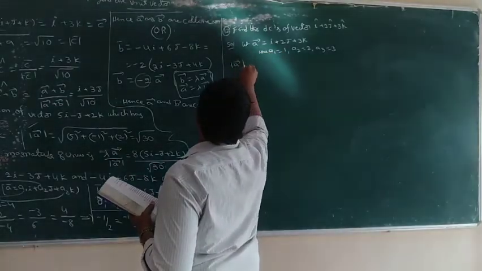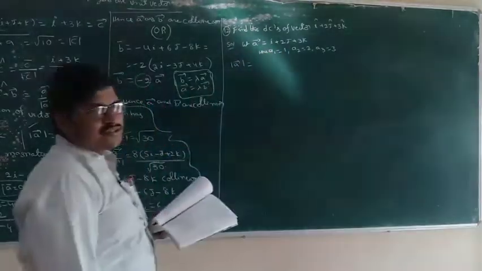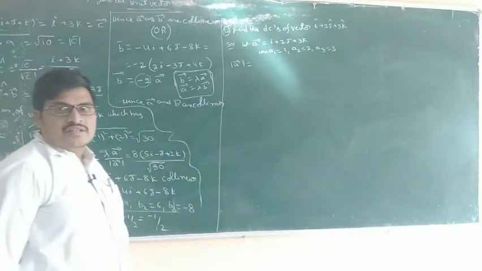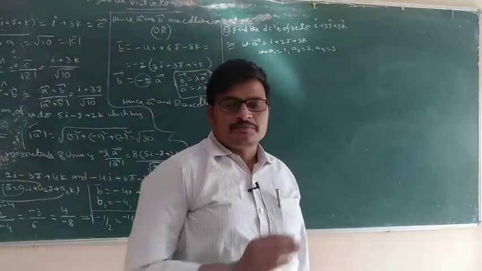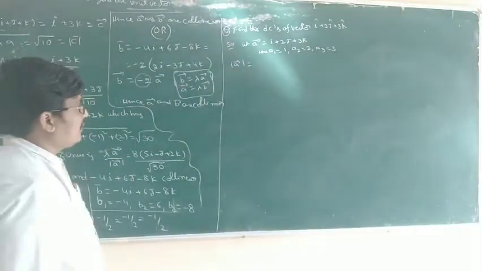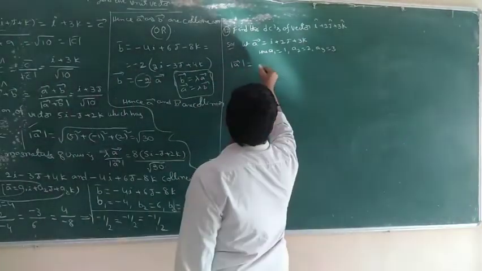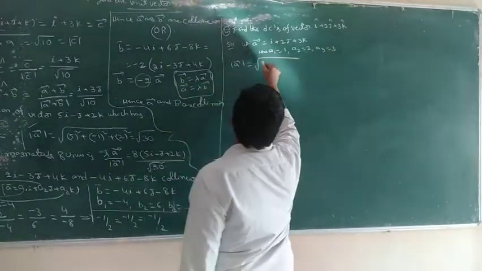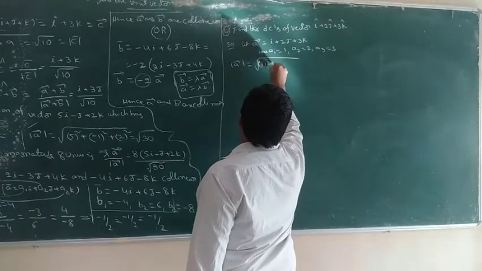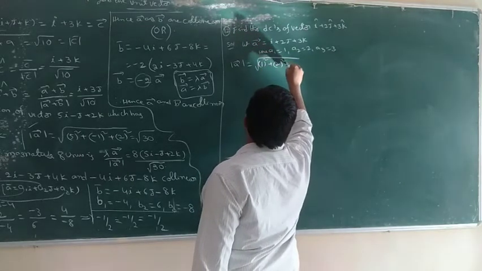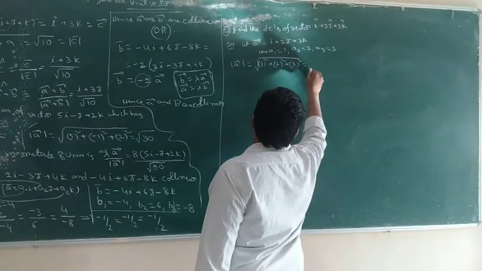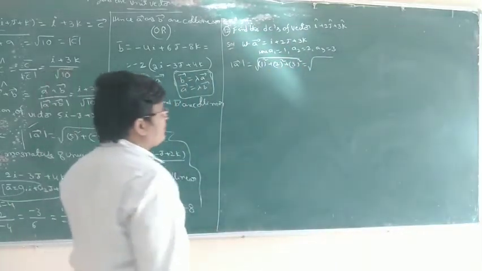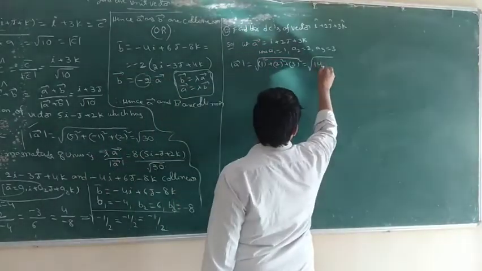What is the formula of direction cosines? A single vector is given. First of all, mod a bar. Mod a bar is equal to root of 1 square plus 2 square plus 3 square, that is equal to root of 1 plus 4, 5, 5 plus 9, 14, root 14.